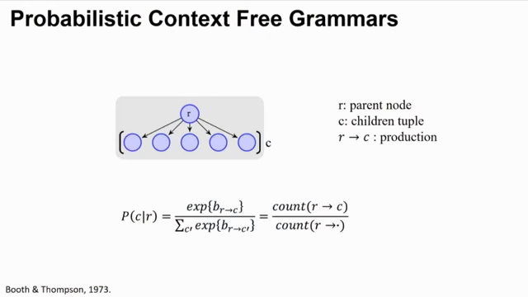Okay, so what's the simplest model of trees that we can think of? Let's start with probabilistic context-free grammars. The way this is going to work is we're going to generate a tree one step at a time, where at each step we're given a parent node in the tree, and we want to generate a tuple of children nodes. This is the basic operation that we're working with. Just to set some notation here, we're going to use R to represent the parent node, C to represent the child node. Do I have a pointer? No.